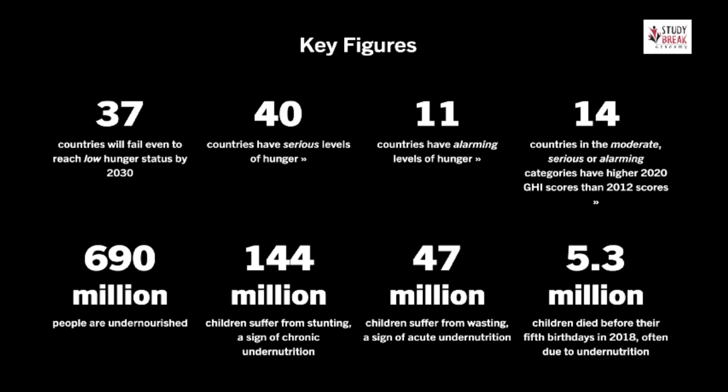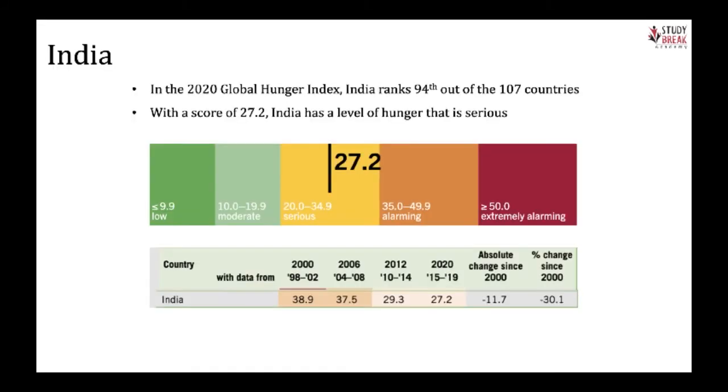144 million children suffer from stunting, which is a sign of chronic undernutrition, and 47 million children suffer from wasting, which is a sign of acute undernutrition. 5.3 million children died before their 5th birthdays in 2018 alone. So you can more or less understand that every year anything between 5 to 6 million people die, mostly of undernutrition.